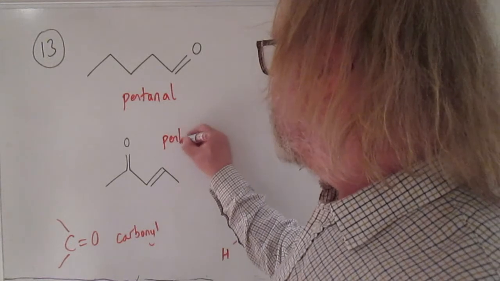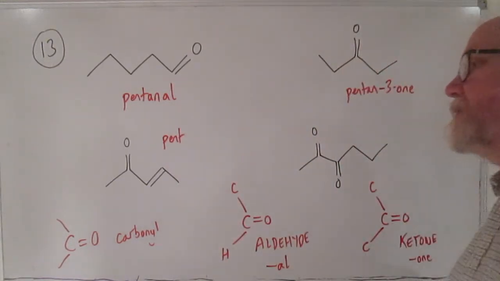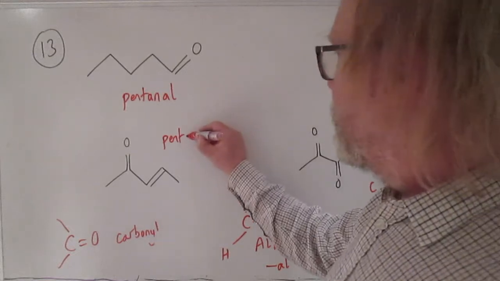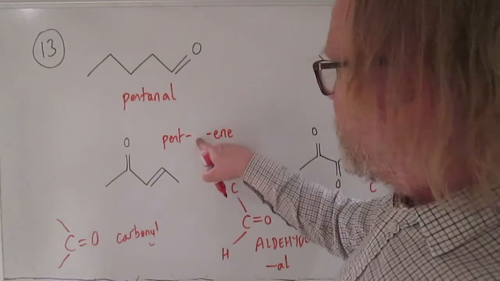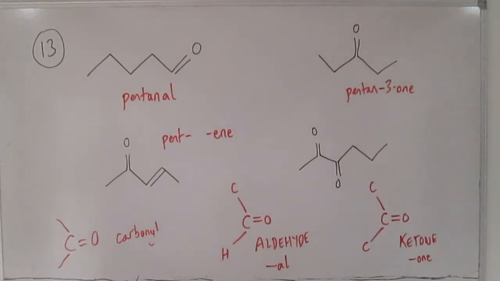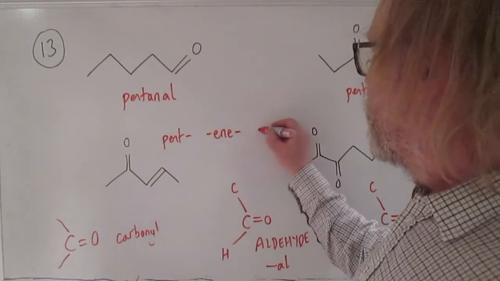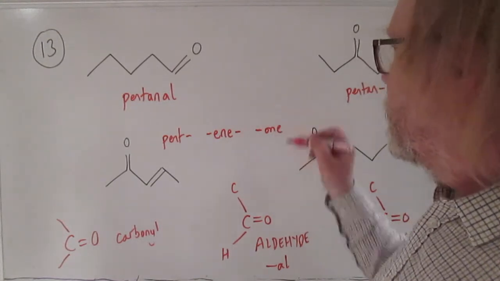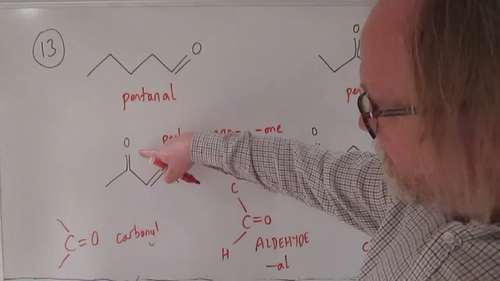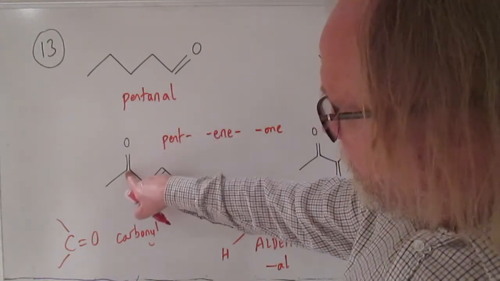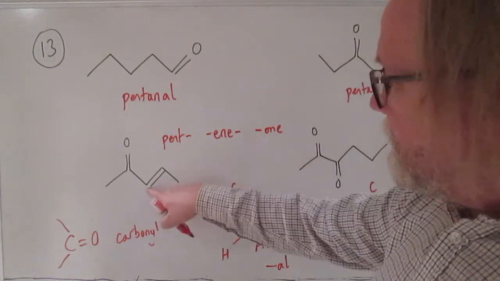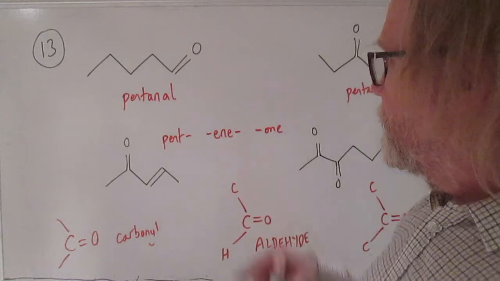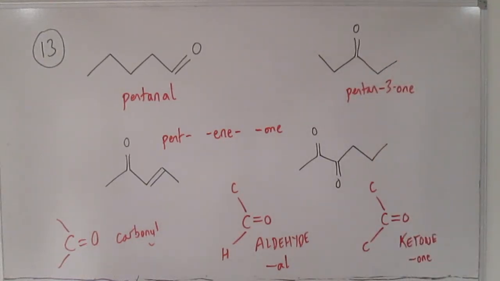So it's not pentan this time, it's pent something ene, and I'll leave something to put the number in to say where the alkene group is, and then something one. Because it's got the ketone group there, C double bond O with carbon on both sides, so that's where the one comes from, but it's also got an alkene group, so it's got the ene in there as well. So how are we going to number that?